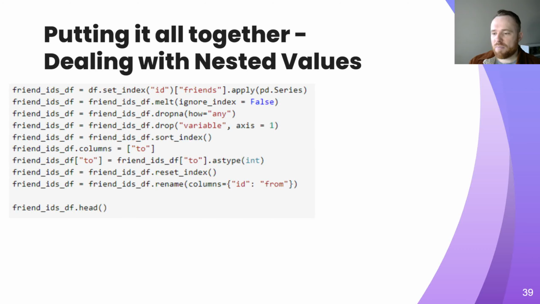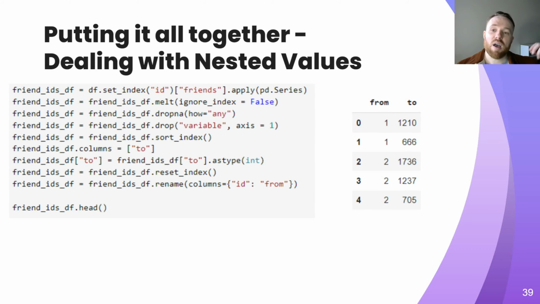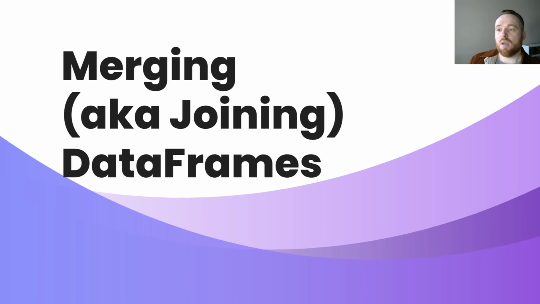And then what I'm going to land up with is a structure that would be familiar to any of you that have worked with a relational database. I effectively have this mapping data frame that tells me that from ID 1, there is a relationship to ID 1210, and so on and so forth. So now that we have this mapping table, we can start merging or joining data frames together. In the Pandas world, this is referred to as merging, but if you come from a SQL world, you probably know this more as joining.